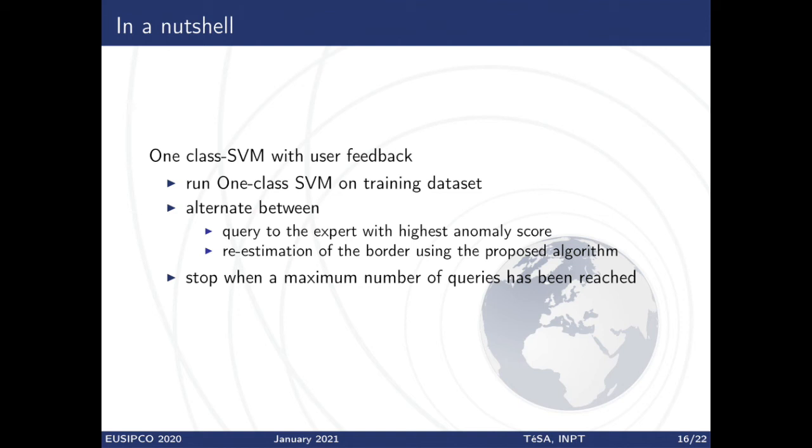So in a nutshell, we just presented one class SVM with user feedback. So the algorithm is easy. So first we run one class SVM on a training data set, and then we alternate between query to the experts for the highest anomaly score and re-estimation of the border using the proposed algorithm. And we stop until a maximum number of queries has been reached.